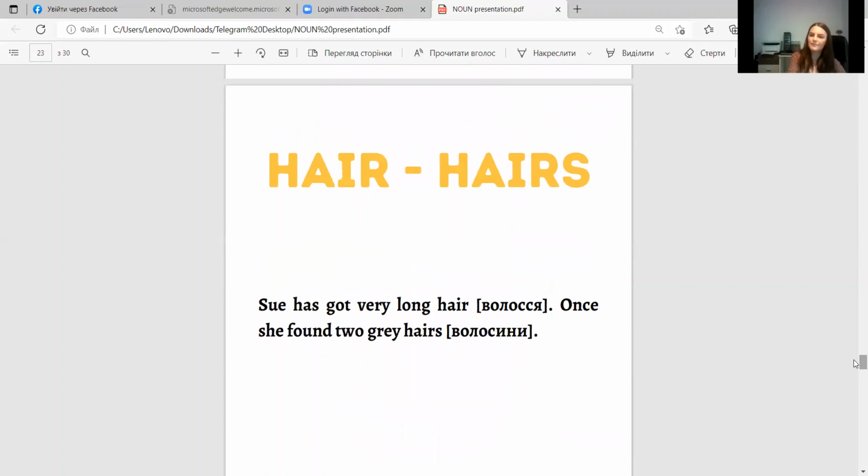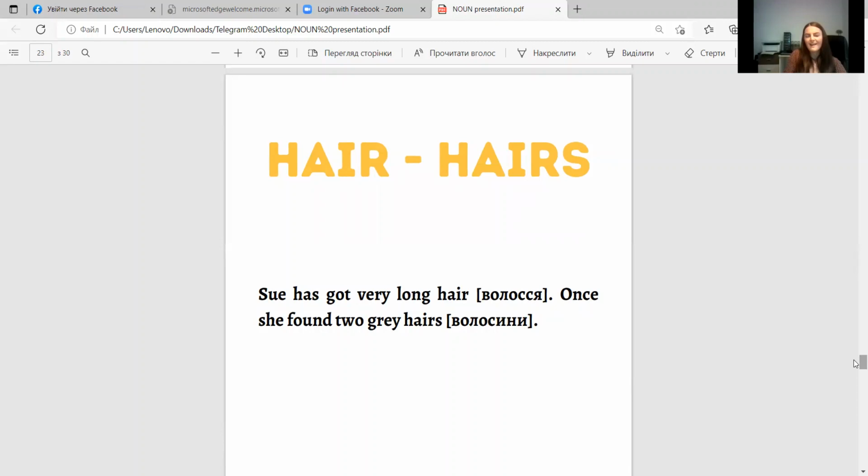And more confusing words. Sometimes one noun, one word, again, can be used as singular or plural. And when you look at it, you see like, oh, it's uncountable. It's like your first idea and that's okay. But I will ask you to analyze the context. Always analyze the context. Here you have a great example with the word hair, волосся. So it's uncountable, yeah, because I'm not going to count all my hairs. And thus, you have a great example, like, Sue has got very long hair, something as a whole, only one unit. And then once she found two gray hairs, так, знайшла дві сиві волосини.